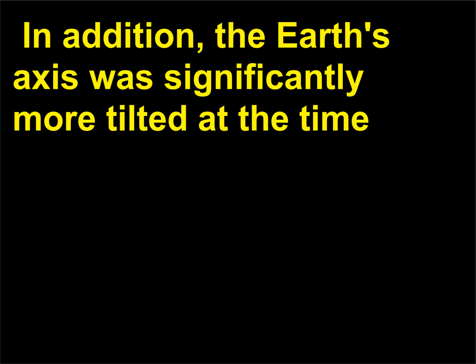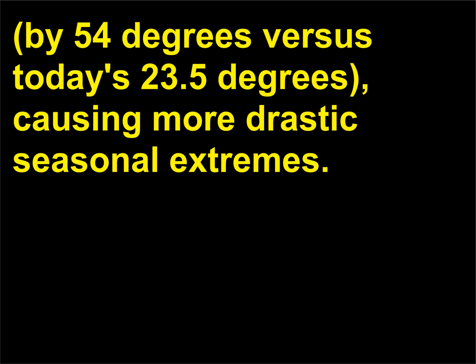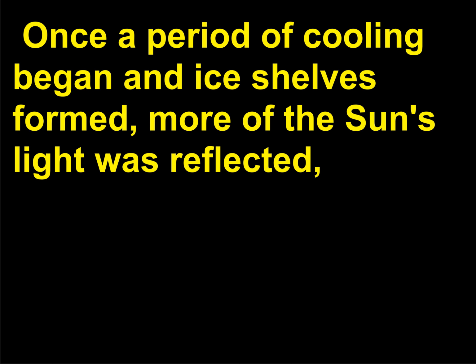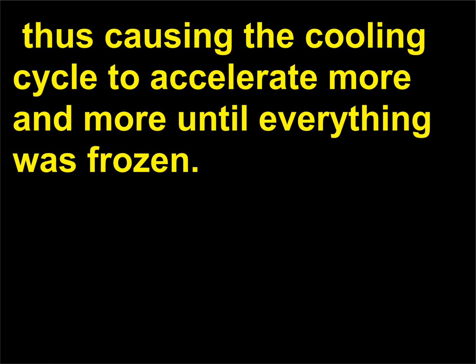In addition, the Earth's axis was significantly more tilted at the time, by 54 degrees versus today's 23.5 degrees, causing more drastic seasonal extremes. Once a period of cooling began and ice shelves formed, more of the sun's light was reflected, thus causing the cooling cycle to accelerate more and more until everything was frozen.